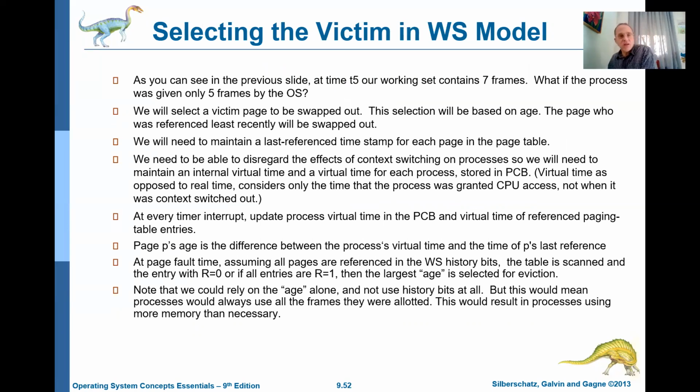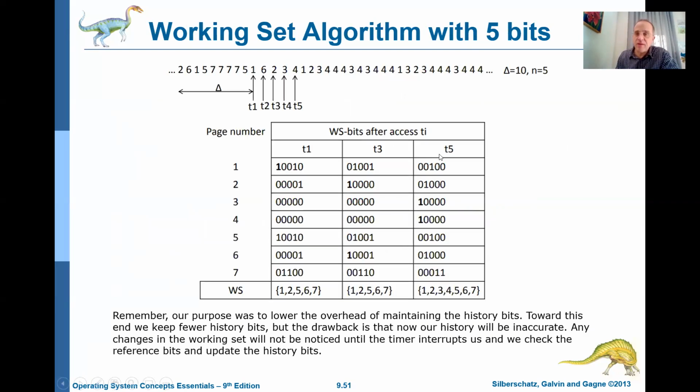As you can see in the previous slide, look at time t5. What's our working set? Even without this table, I can just see visually that my working set is 1, 2, 3, 4, 5, 6, and 7, because remember, it goes back 10. That's what's written here, and that's exactly what I have here: 1, 2, 3, 4, 5, 6, and 7.